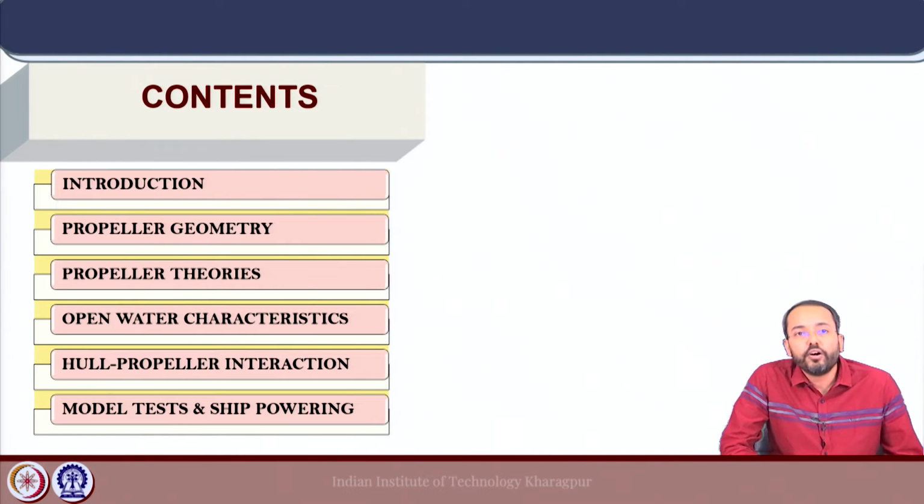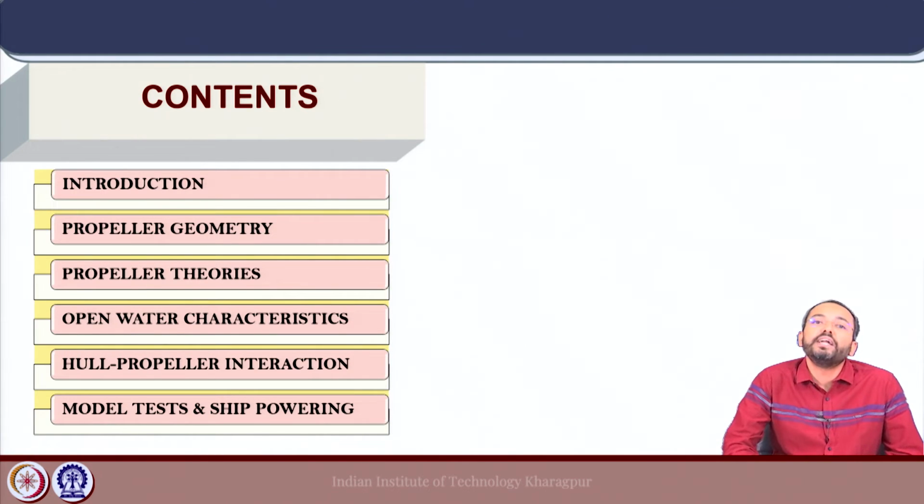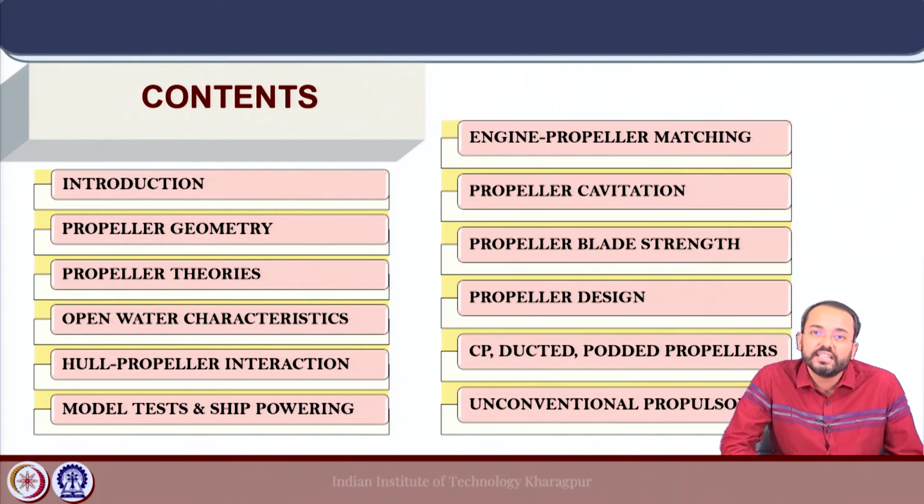basically the performance of propellers without the presence of ship hull, and then study the hull propeller interaction. That means how the propeller behaves behind the ship and the different efficiency components involved in ship powering calculation. Next, we will cover model tests, basically propeller open water test and self propulsion tests which are performed in the towing tank, and how we extrapolate the results of these tests to get the ship powering calculations.